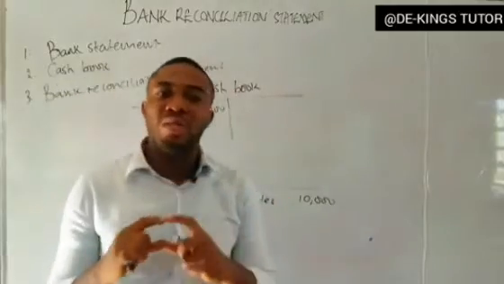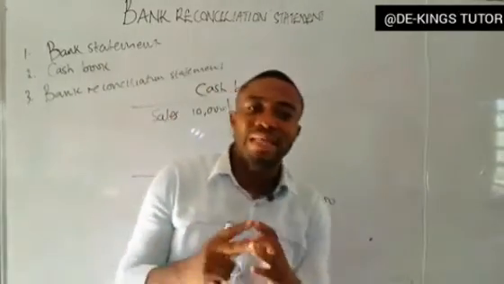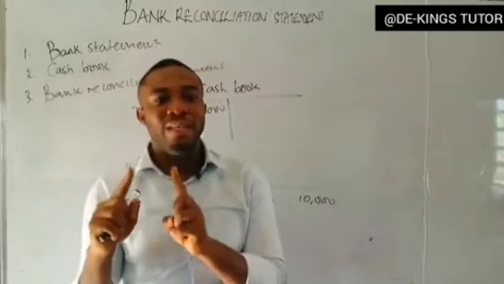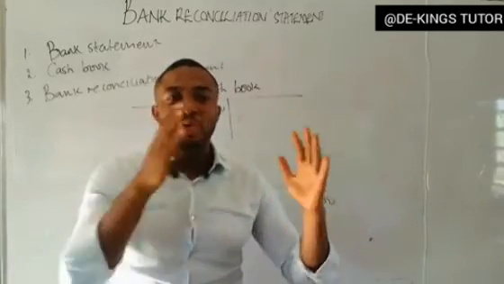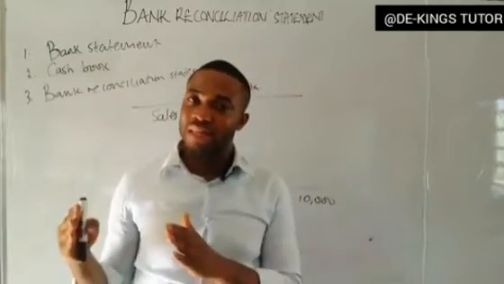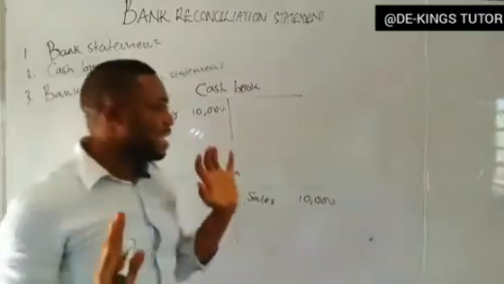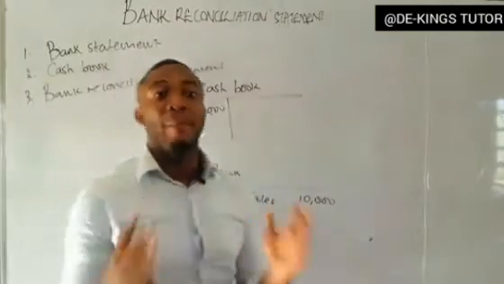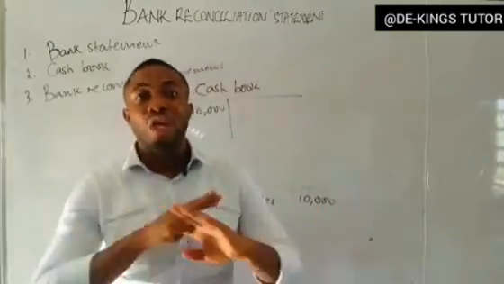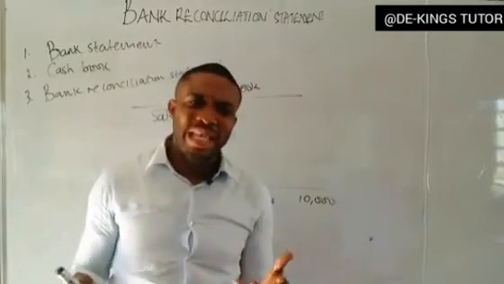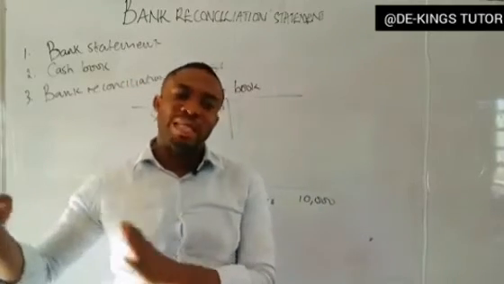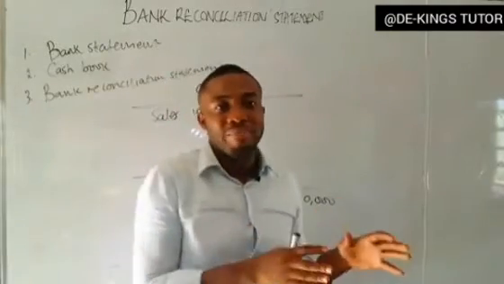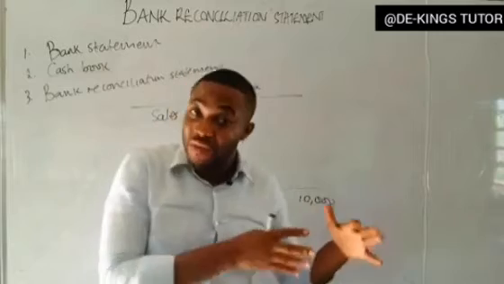The bank reconciliation statement is a statement that is prepared to reconcile the disagreement or discrepancy between the cash book and the bank statement. Remember I said that at a given date, the cash book and the bank statement are supposed to balance. They are supposed to have equal balance. But at a certain period of time, there are some transactions that the bank might make that the businessman might not be aware of.